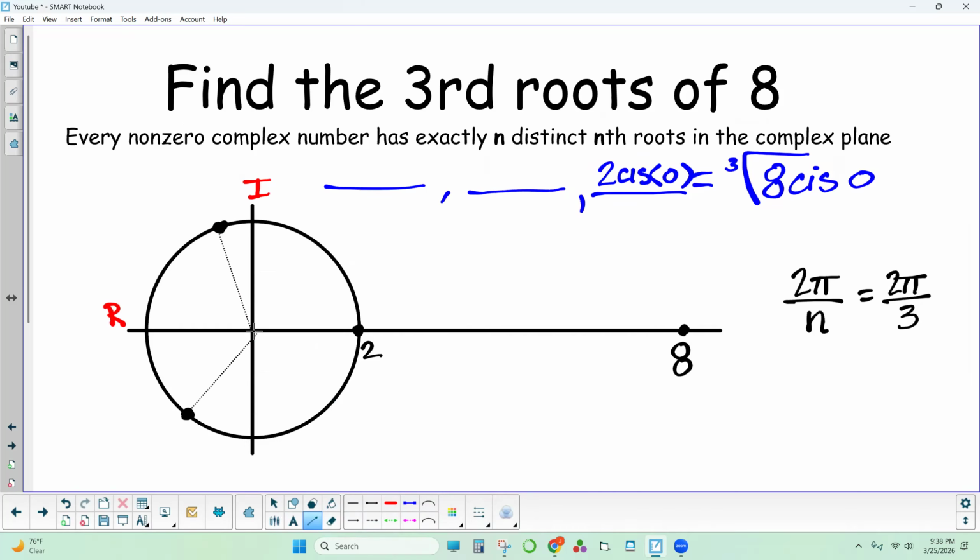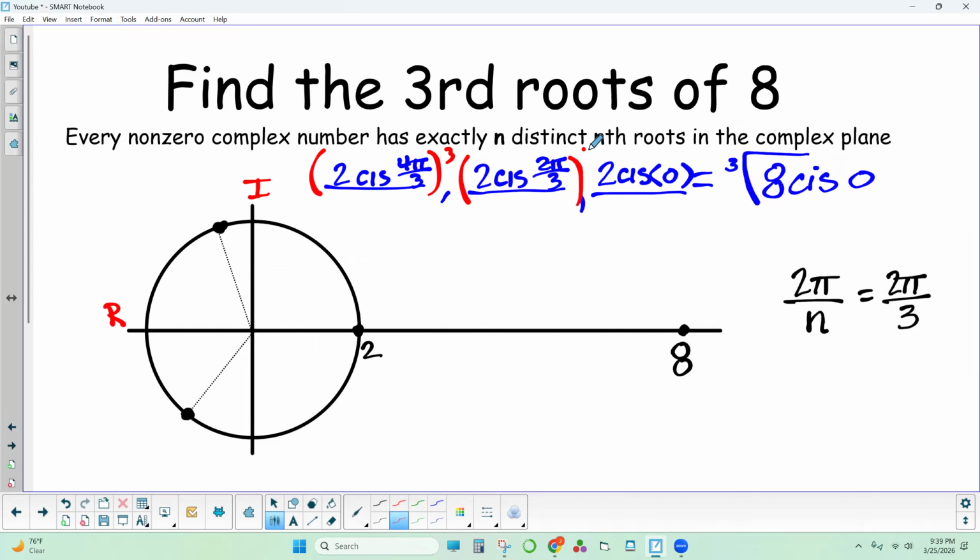Remember, they're evenly distributed. So that means my second complex root is 2 cis, and theta is 2 pi over 3. And my third root is 2 cis, and theta is 4 pi over 3. And those are my 3 cube roots of 8. Okay? What that means is if we were to cube these, they would all give us back 8. So that's what we're doing here.